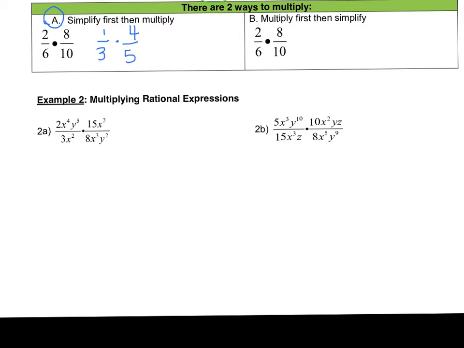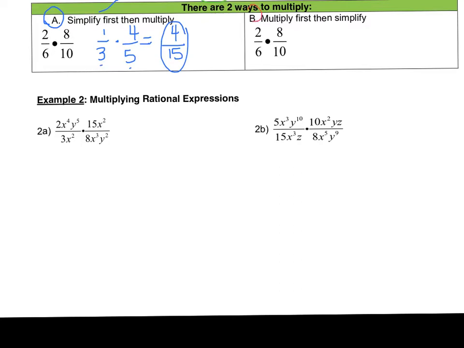So first I simplified, now I'm going to multiply. 1 times 4 is 4, 3 times 5 is 15, and I can't reduce 4 over 15, so that's my final answer. That would be one way to do it.